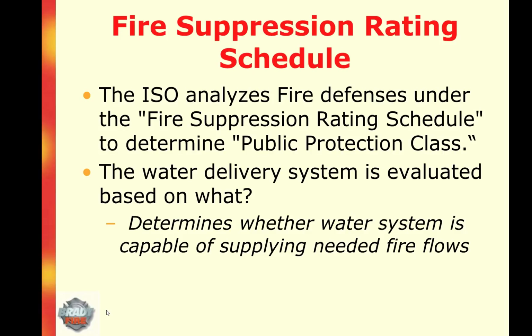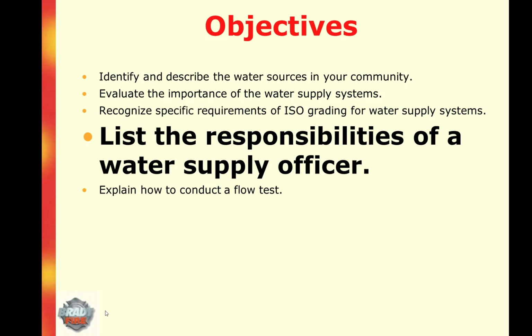The lowest rate of flow is used for determining the credits to be issued under the water supply and are based on the following criteria. 1. The needed fire flow in GPM at the test location. 2. The capacity of the supply system in GPM. 3. The capacity of the water distribution system in GPM. And 4. The capacity and delivery of water from a fire hydrant within 1,000 feet of the property at the test location.